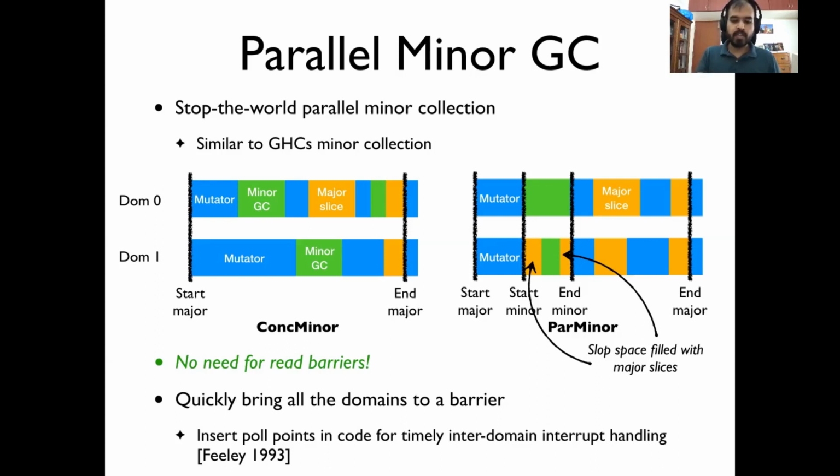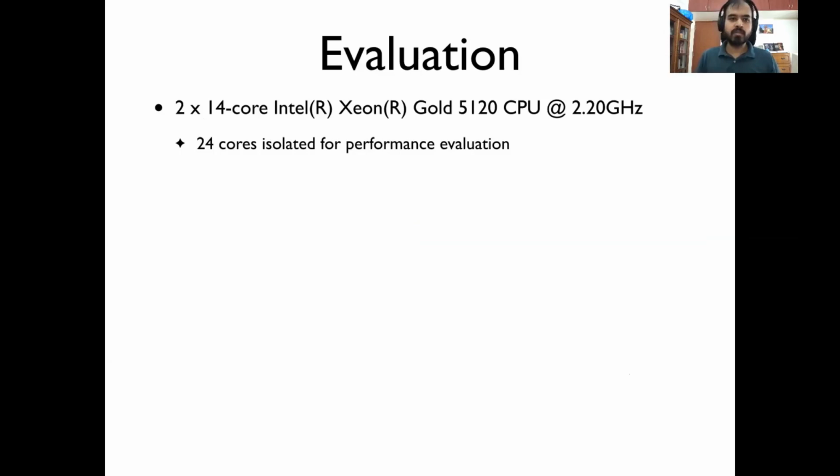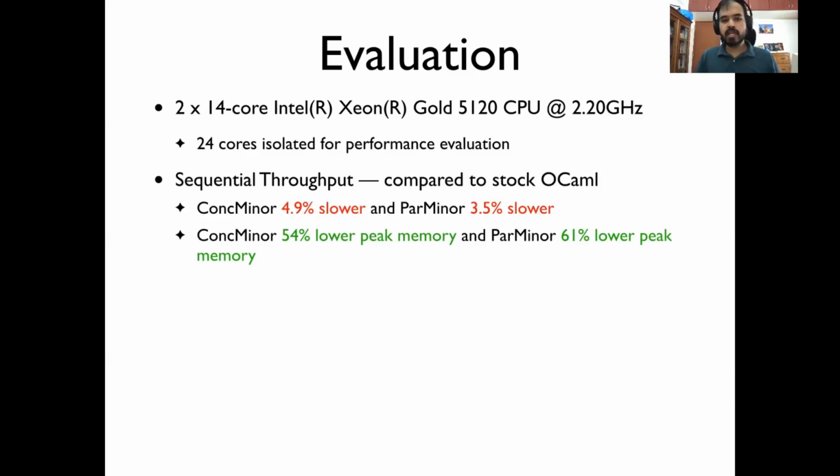So the big question is, how does this perform? We perform evaluation on a 2-socket 14-core Intel Xeon Gold CPU, where we've isolated 24 cores for performance evaluation. And we observe that the sequential throughput is comparable to OCaml. Compared to stock OCaml, concurrent minor was 4.9% slower and parallel minor was 3.5% slower. These overheads are quite reasonable. And the reason why concurrent minor is slower than parallel minor is the additional instructions for read barriers.